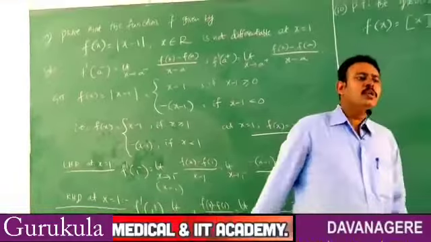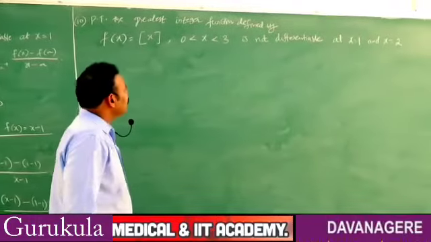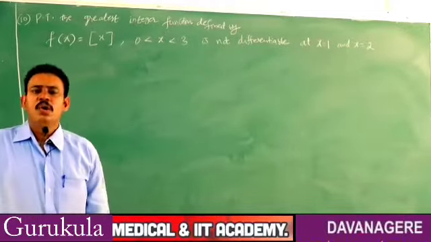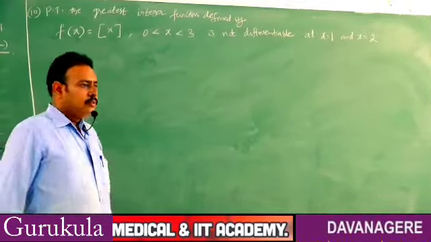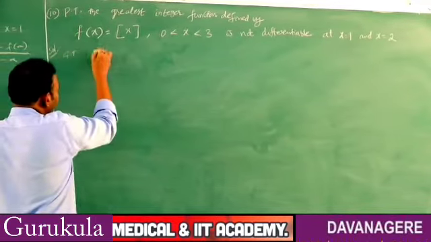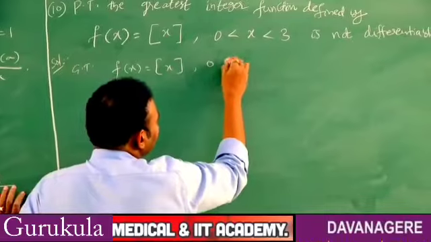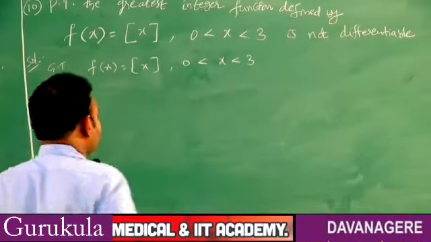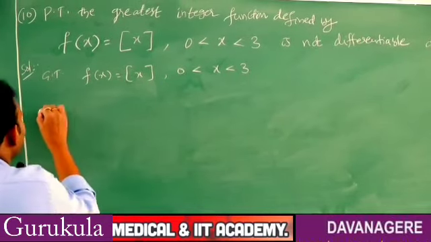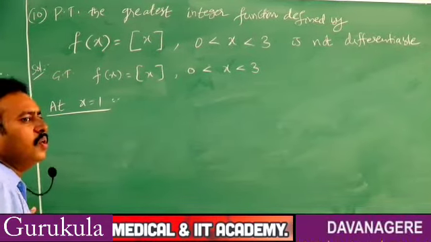Now, coming to the greatest integer function. The greatest integer function between 0 to 3 is not differentiable at x is equal to 1 and x is equal to 2, as given. How to prove? You see, the given function is f of x is equal to the greatest integer function, 0 less than x less than 3. Now, at x is equal to 1, we can discuss.